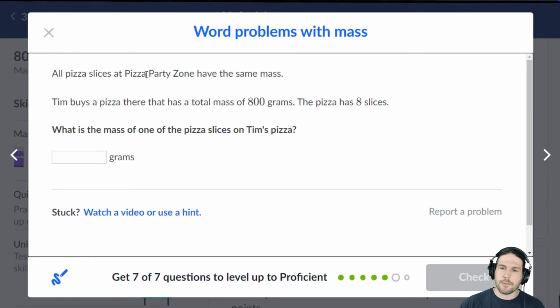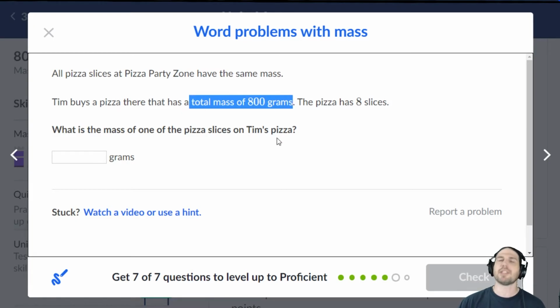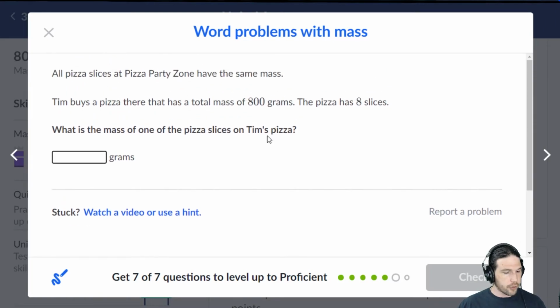All pizza slices have the same mass. If there are 8 slices and it has a total mass of 800 grams, it's very important to read the problem carefully. If you try to go too fast, you could think, oh yeah, each slice is 800 grams. 8 times 800 is 6,400 grams.